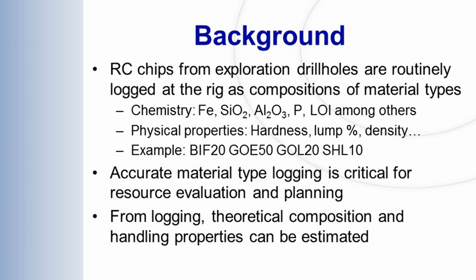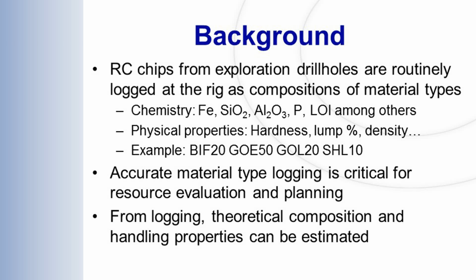So from this, each material type has theoretical chemical properties, so from the composition we can estimate the chemistry of the interval, and it also has physical properties for every material type as well, so we can see the hardness of each material type. We can estimate the lump percentage, which is the percentage of the material that gets split into particles that are greater than 6.3 mils and less than 6.3 mils. So this is useful for different marketing purposes. The lump material might have different chemical attributes as well, for example.